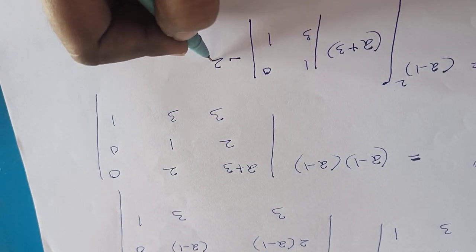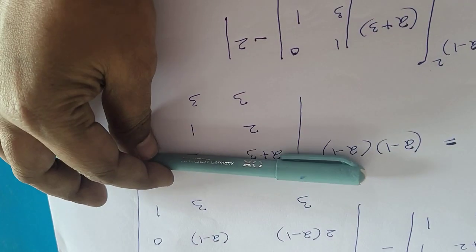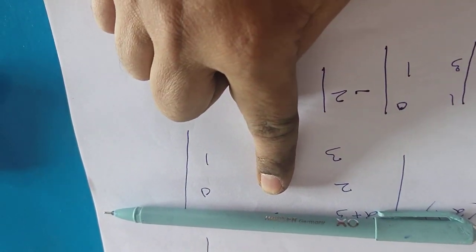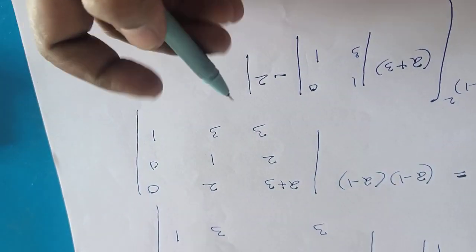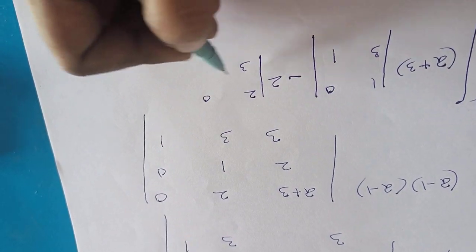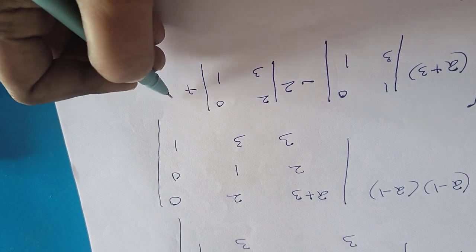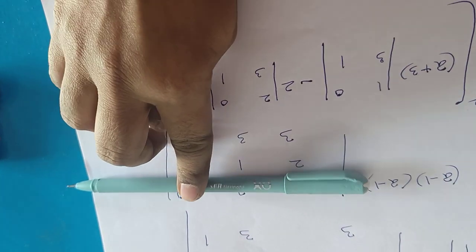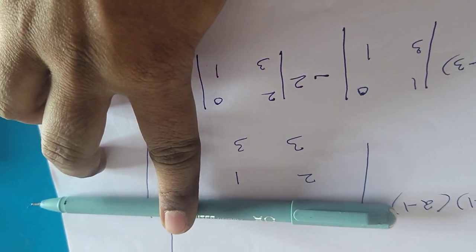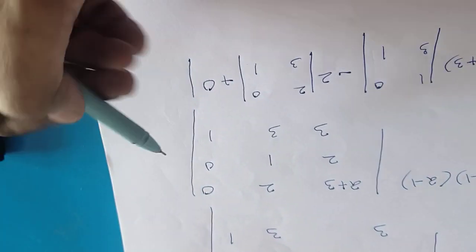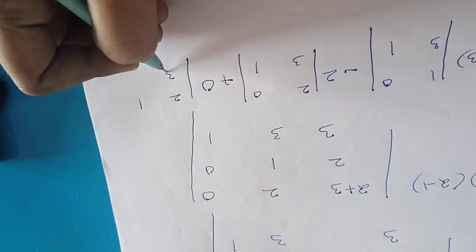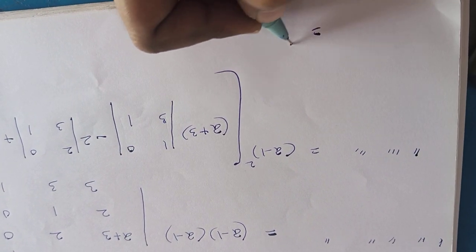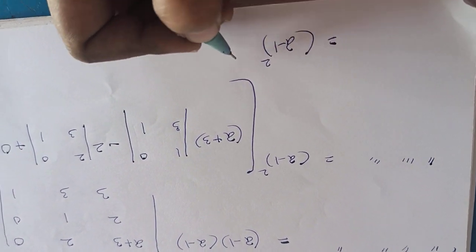The second term is 2. Now we will hide this row where 2 is lying and hide this column. So we have 2031. 0, 3, 1 plus 0. This 0 is lying in the first row, third column. So hide this row and column. We get 2, 1, 3, 3. Close the bracket. Here we get a minus 1 whole square.